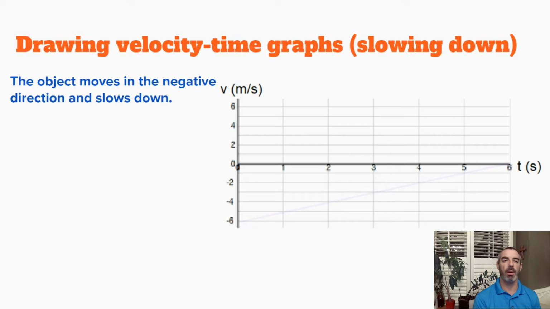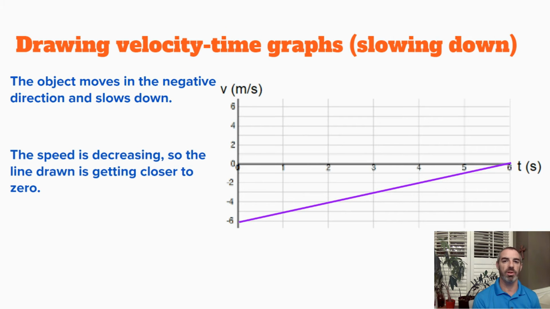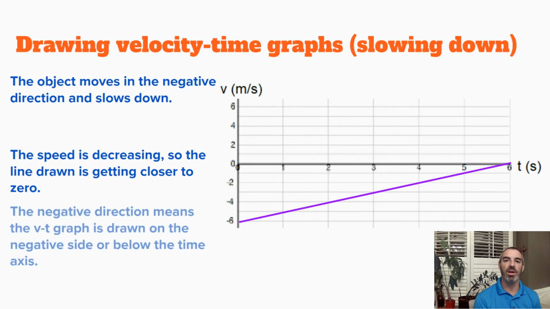I cannot stress enough how important it is that where it's drawn shows the direction. So let's look at an object slowing down in the negative direction. This graph represents an object slowing down in the negative direction. So let's break it down like we have the previous ones. The speed is decreasing. Why? Because the velocity is getting closer and closer to 0. That means the speed is decreasing. Even though it's going from negative to 0, it's still a decreasing speed value. And it's drawn below the time axis, which shows the negative direction.